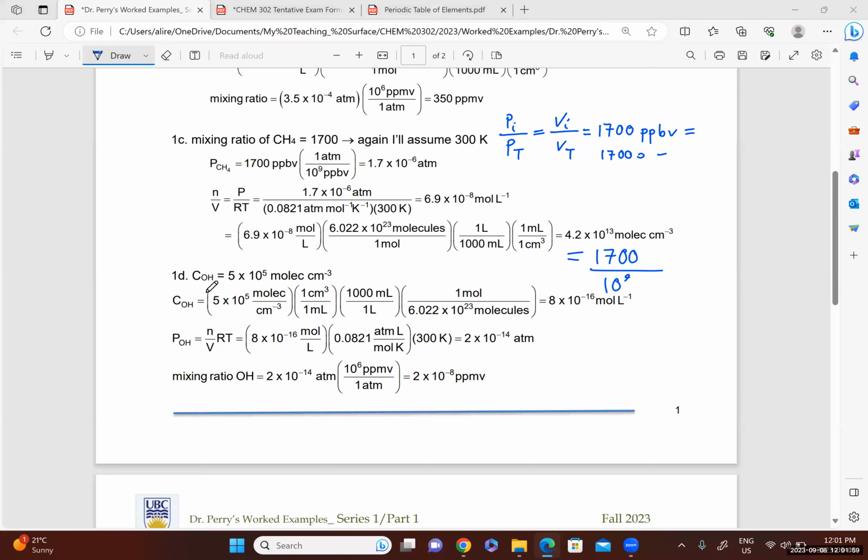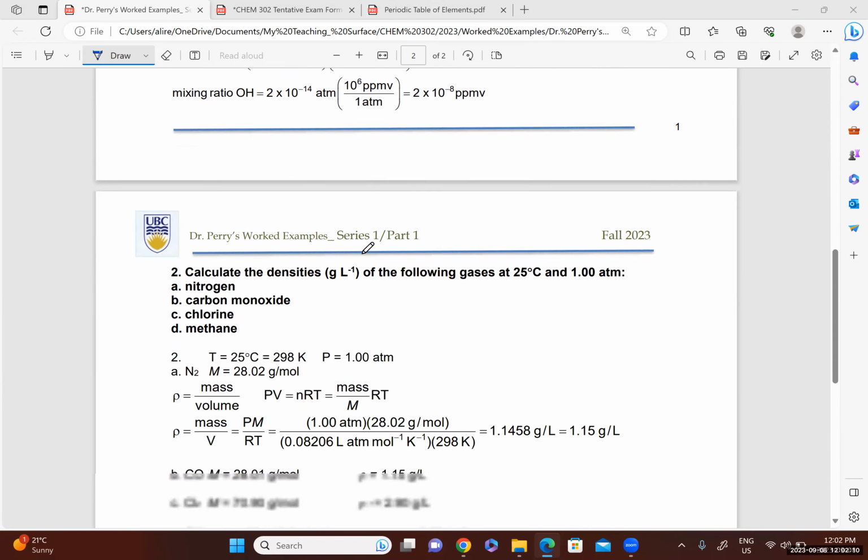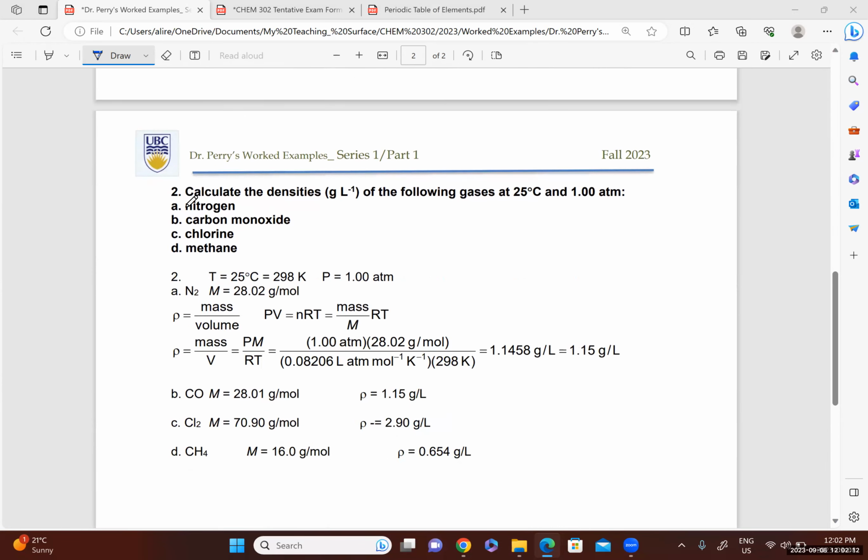All right, part 1D is very similar to parts 1A, B, and C of question 1, so I'm not going to go over that. I'm going to move on to the next question, but let me know if you have any questions.